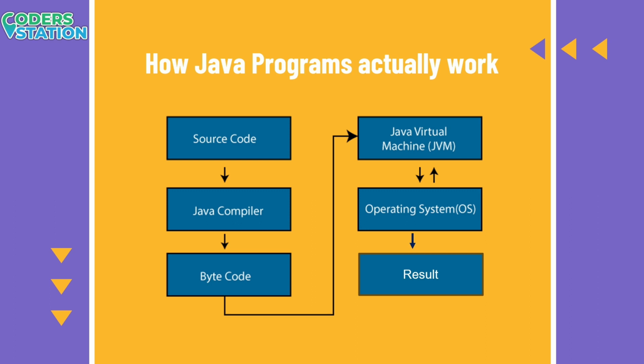Then this source code is sent to the Java compiler. The Java compiler translates the source code into platform-independent bytecode, that is, into class files. This step is responsible for checking syntax errors and generating bytecode instructions. Then these bytecodes are sent to the Java Virtual Machine, the JVM.